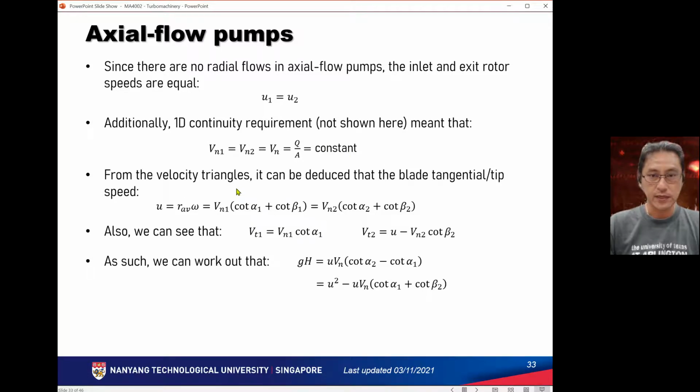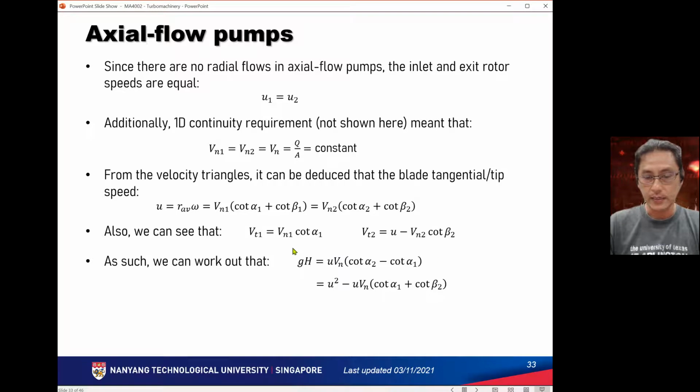And from the velocity triangles that we saw earlier on, it can be deduced that the blade tangential or tip speed U can be approximated as the average radius of the rotor multiplied by the angular velocity omega. And U, if you take a closer look at the velocity triangles, can be worked out to be equal to Vn1 into cotangent alpha 1 plus cotangent beta 1. So all these are the parameters associated at the rotor inlet. However, we can also relate U to that of the rotor exit, because ultimately U1 equals U2. So U can also be said to be Vn2 into cotangent alpha 2 plus cotangent beta 2, just based on the velocity triangles.